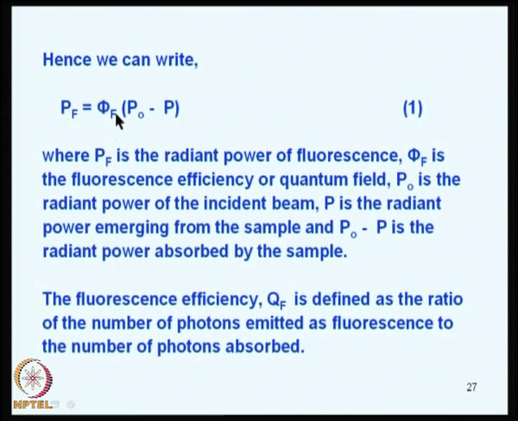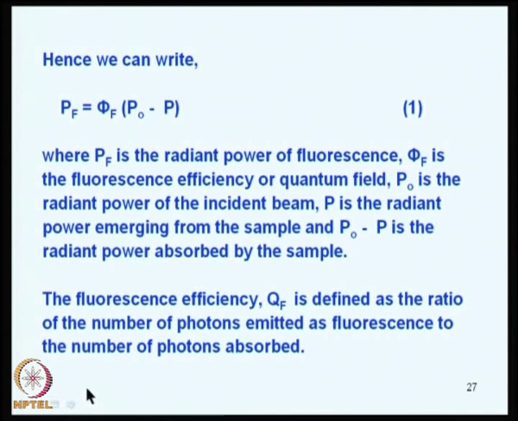So, the relationship between fluorescence power and concentration follows basically a similar relationship like Beer-Lambert's law that we have tried to derive in the previous class, and it is supposed to be proportional to the number of molecules excited, which in turn is proportional to the radiant power that is hitting the molecule, and subsequently that is absorbed. And then we have written a couple of equations involving Pf, that is radiant power of the fluorescence, which is a function of Qf, the fluorescence efficiency or quantum yield, multiplied by P naught minus P, where P naught minus P is the radiant power absorbed by the sample.